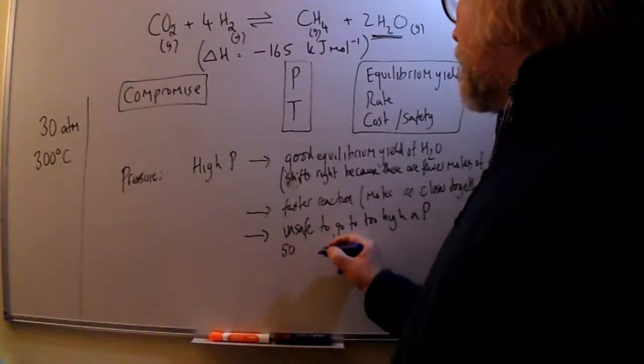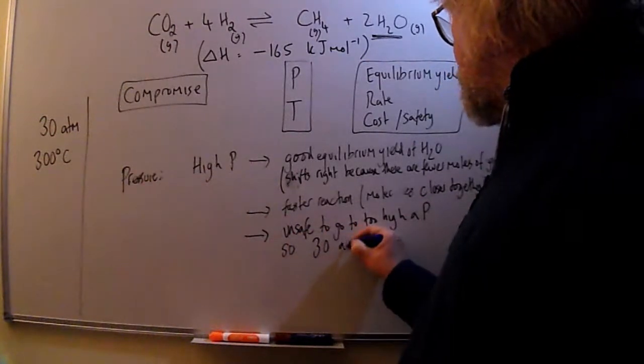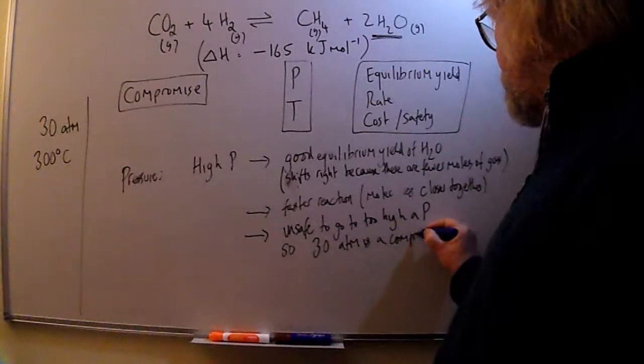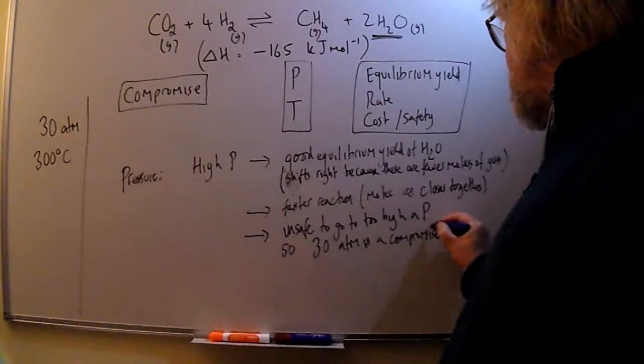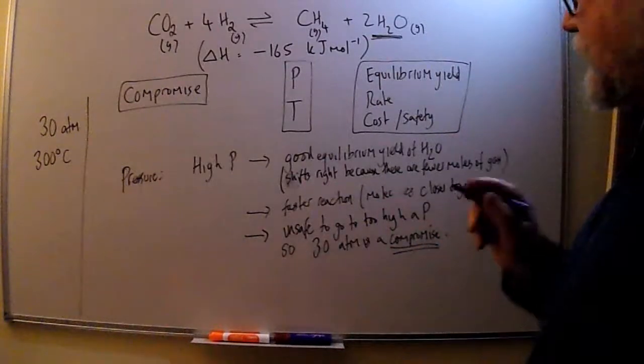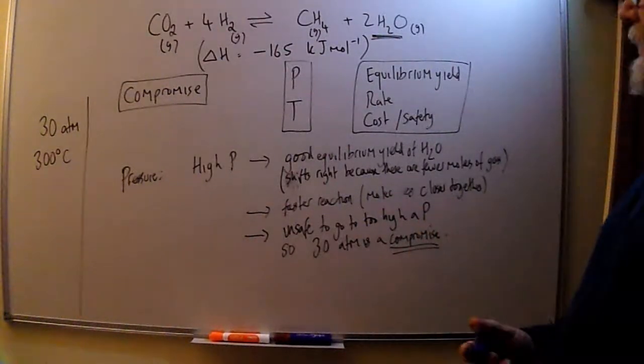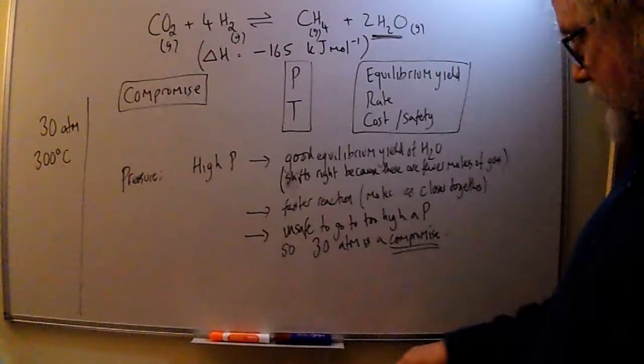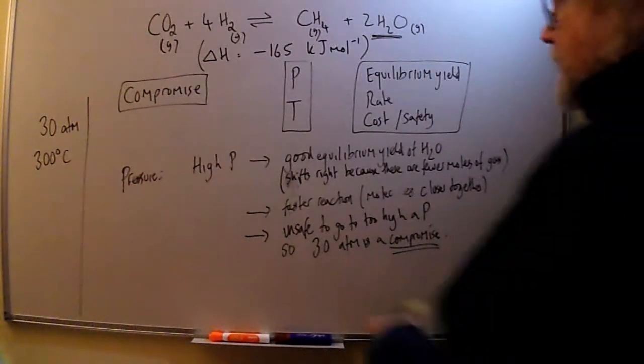So 30 atmospheres is a compromise. And try and put that word in explicitly so that they can see that you realise that that's what chemistry on the practical scale tends to be all about. Okay, so that's the pressure side sorted out.